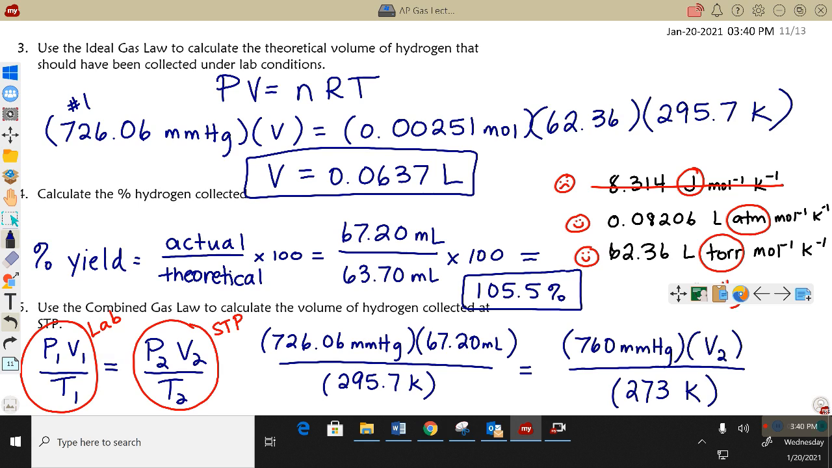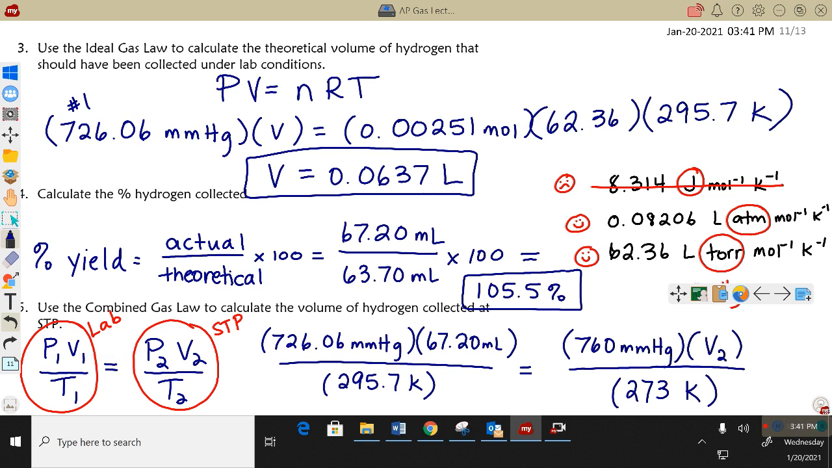So I can make some predictions. My lab pressure was a little bit less. My lab temperature was a little bit higher. So if this gas were produced at standard temperature and pressure, at standard temperature, if the temperature is a little lower, then the gas particles would condense a little bit, and I might think that the volume would be a little lower. And same thing, if standard pressure is a little bit higher, that would make the volume a little bit lower.